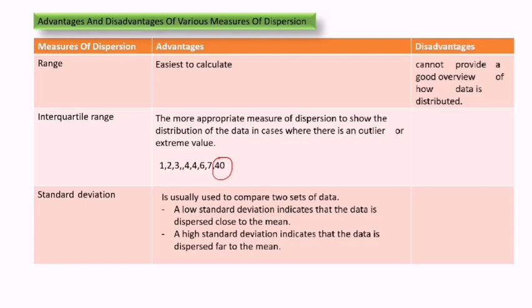Standard deviation is usually used to compare two sets of data. A low standard deviation indicates that the data is dispersed close to the mean. A high standard deviation indicates that the data is dispersed far from the mean.